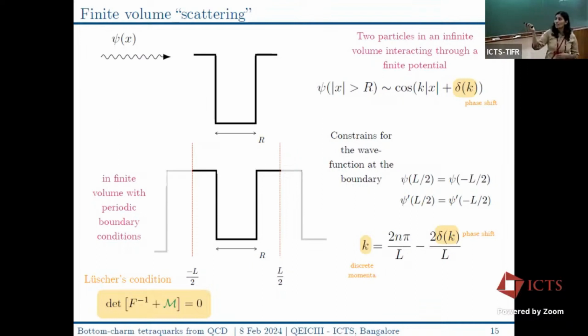Similarly, in Lüscher's condition, which is given by this determinant condition, we have the determinant of F inverse plus M equal to 0, where F is a well-known function that depends on the discrete energy levels that we extract on the lattice, and M is the parameterized amplitude. Using this, we can parameterize the amplitude in different ways, and since F depends on the energy levels, we can extract the amplitude M from these discrete energy levels.